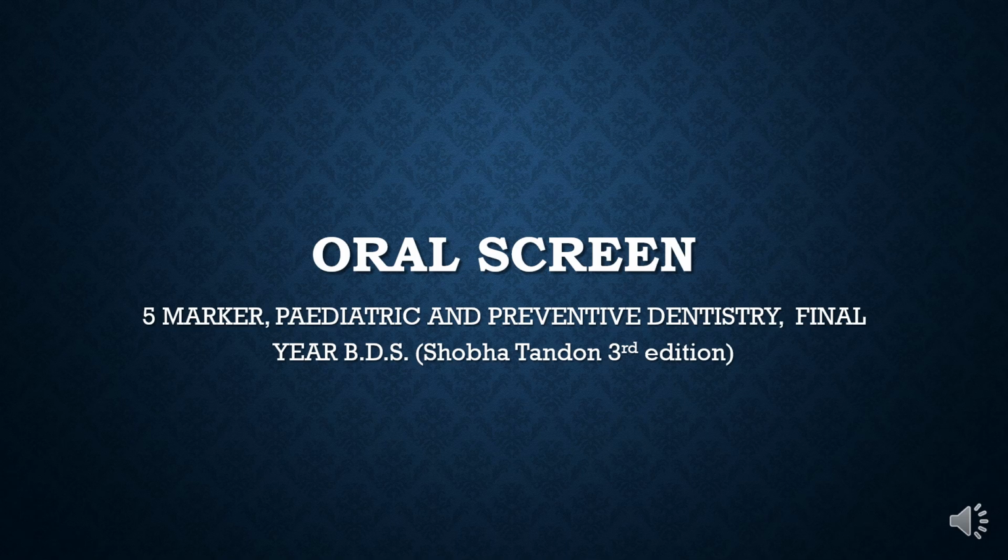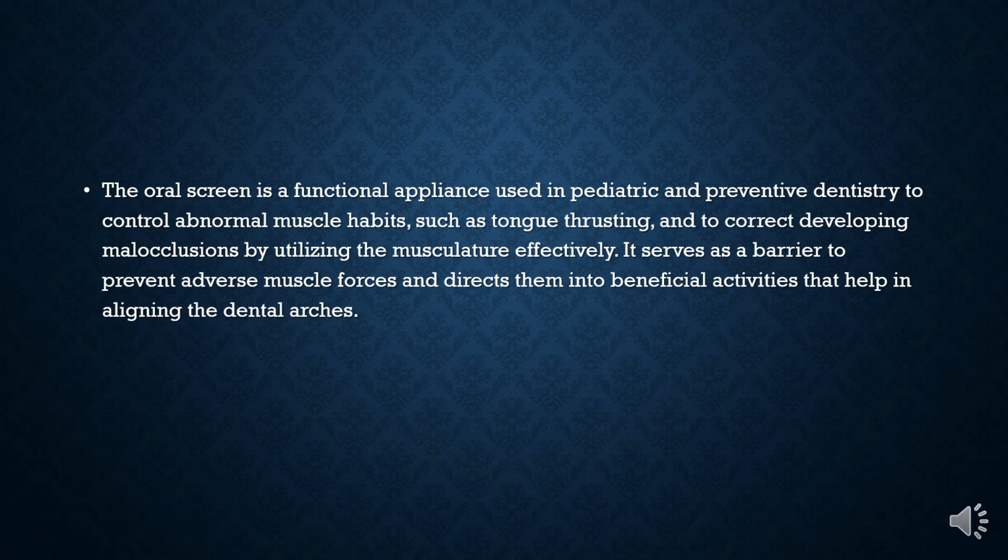In this video, we are going to discuss the 5-marker question from Pediatric and Preventive Dentistry, that is the oral screen. The oral screen is a functional appliance used in pediatric and preventive dentistry to control abnormal muscle habits such as tongue thrusting and mouth breathing, and to correct developing malocclusions by utilizing the musculature effectively.